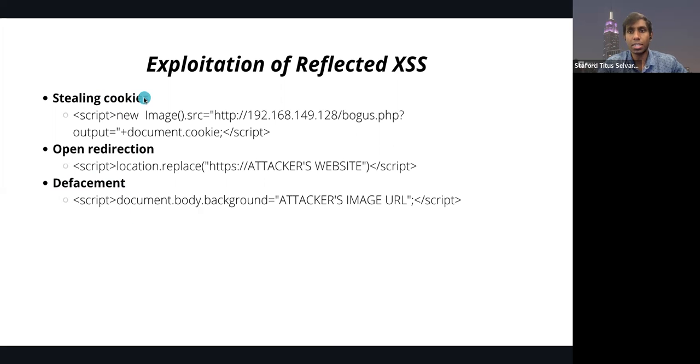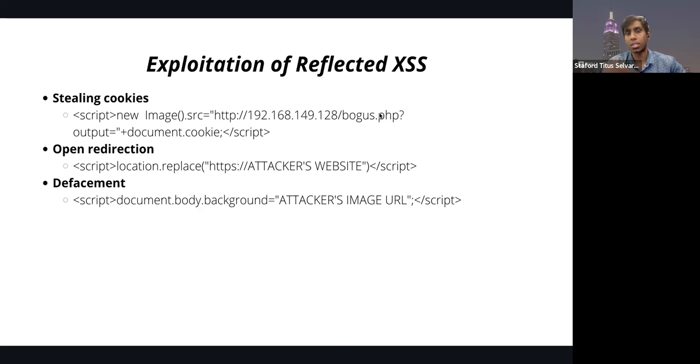So stealing cookies is the most basic. All we're going to do is write script tags, and within the script tag, we're going to create a new image. So we're creating an image tag, but within JavaScript. We're creating new image dot source, and this HTTP link over here, this bogus.php, is going to be our own exploit server.